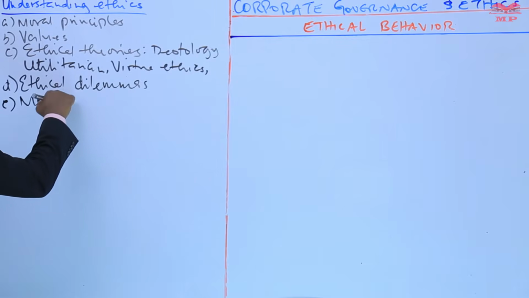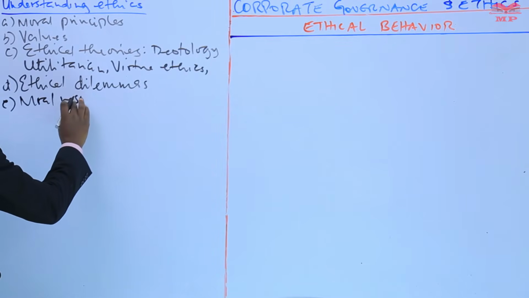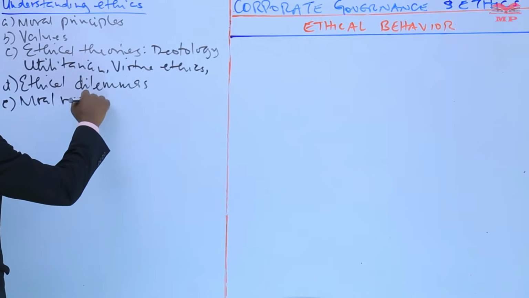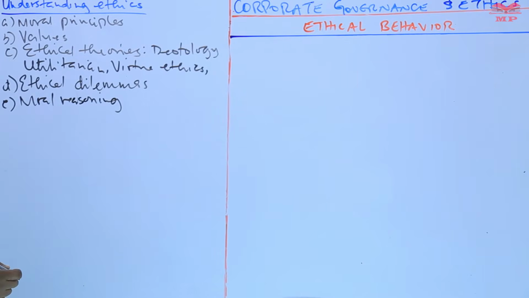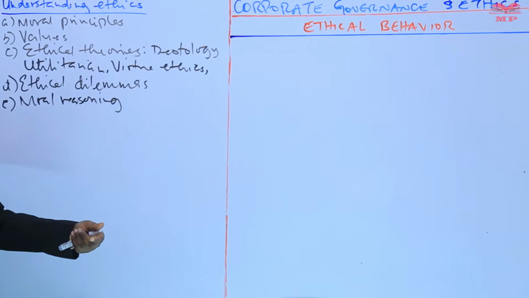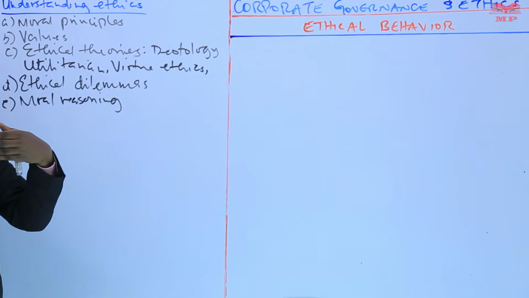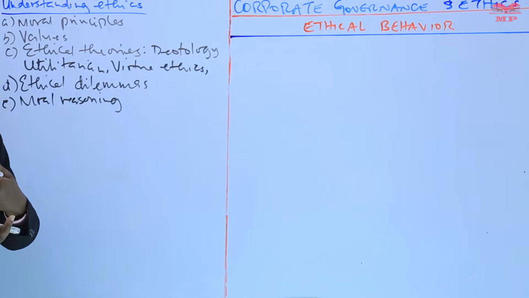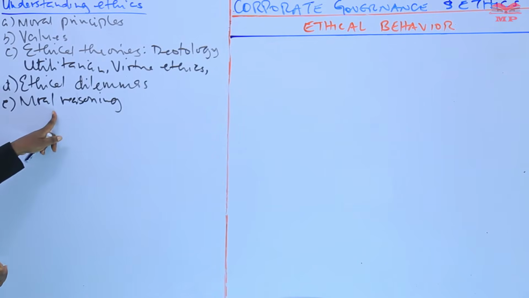Moral reasoning is the fourth aspect. Now, ethical decision making involves engaging in what we call moral reasoning, which is the process of applying ethical principles and values to specific situations. And that often involves analyzing the facts, considering the interests of various stakeholders. It may also involve evaluating the potential outcome of different choices.